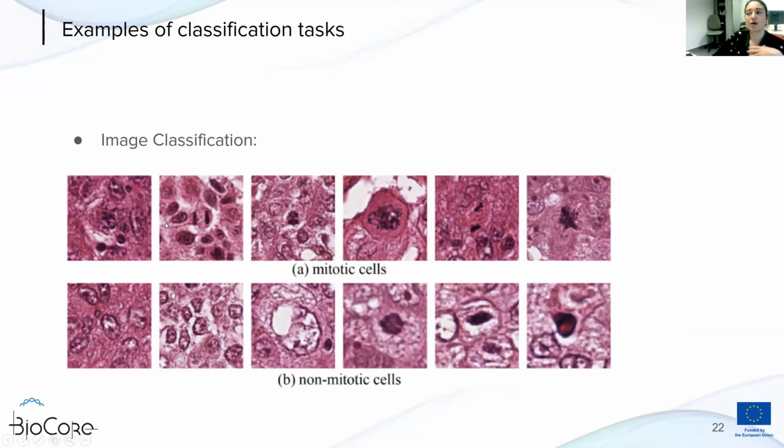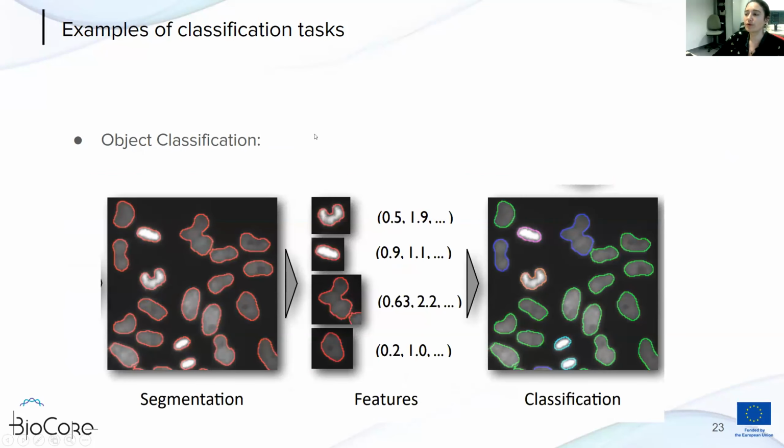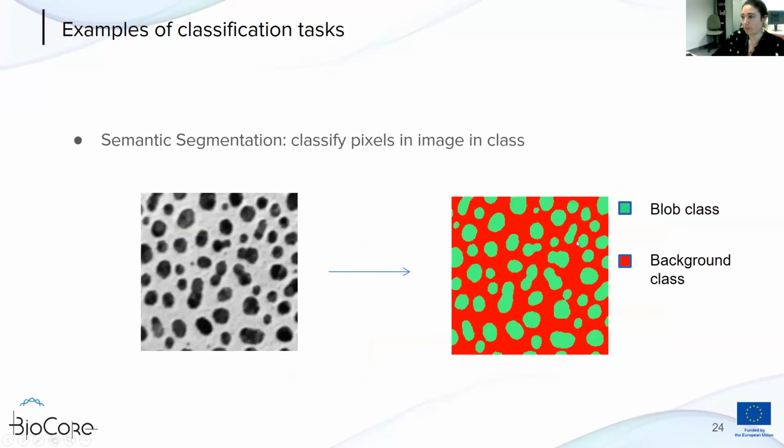It's just you give patch of your images and you say what is inside. So here, for example, mitotic cells or non-mitotic cells. You can do also object classification. So if you have some objects segmented, you can extract features like maybe human engineered features. And from these features, you can actually classify the object as you were classifying the image patches. Here you classify the object types.